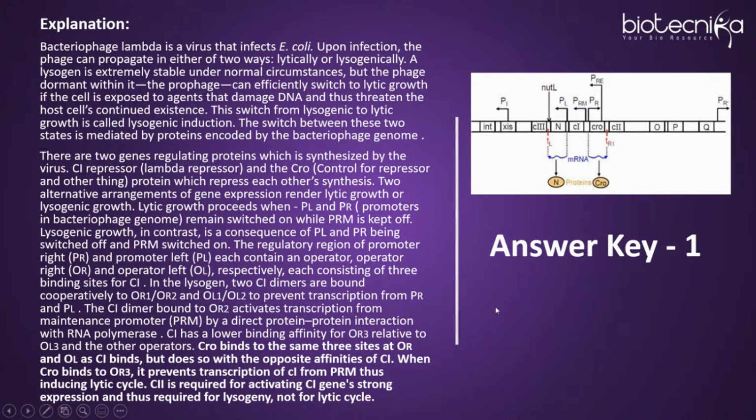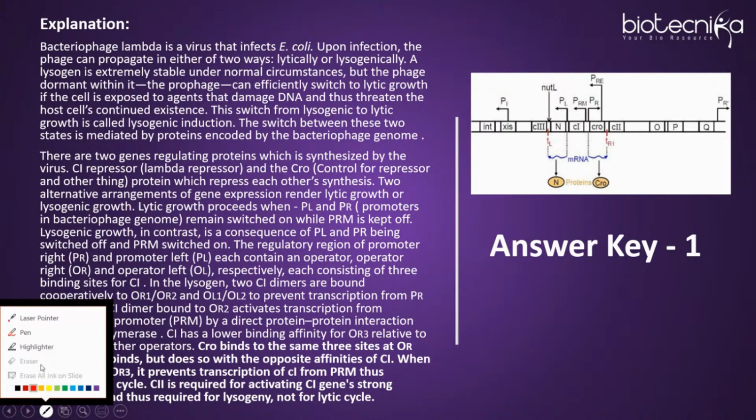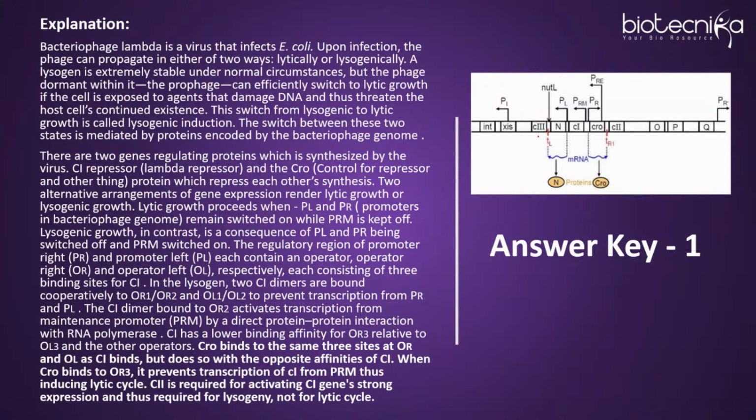So here in the diagram itself, you can see that there is the C1 gene and there is the CRO gene. This will produce the CRO protein, and this will produce the C1 repressor protein, right? Now here it says the two alternative arrangements of gene expression render either the lytic growth or the lysogenic growth.